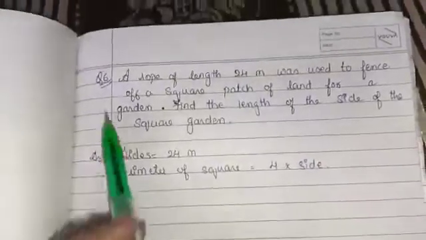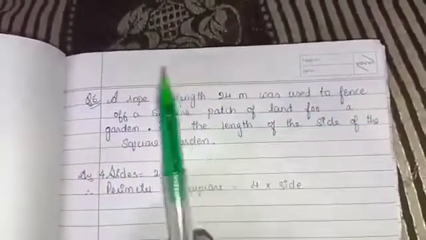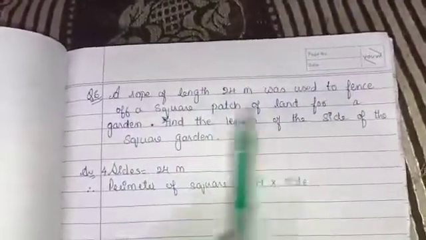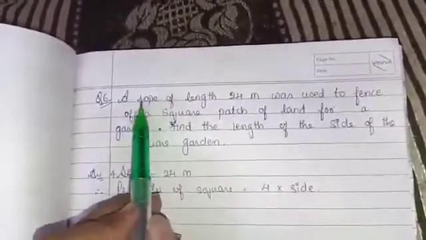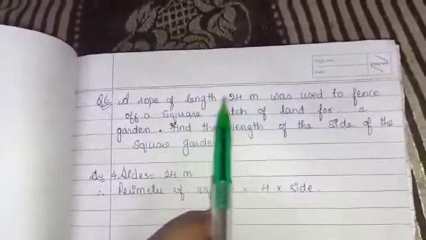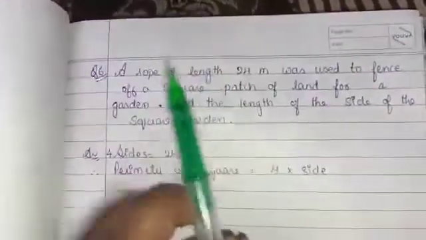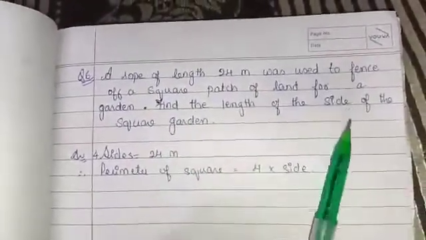Now question number 6 we have. A rope of length 24 meter was used to fence off a square patch of land for a garden. It means you have a garden, and you have kept a rope, you have tied it. So the length used is 24 meter. Total length used is 24 meter, of a square patch. So find the length of a side of the square garden.